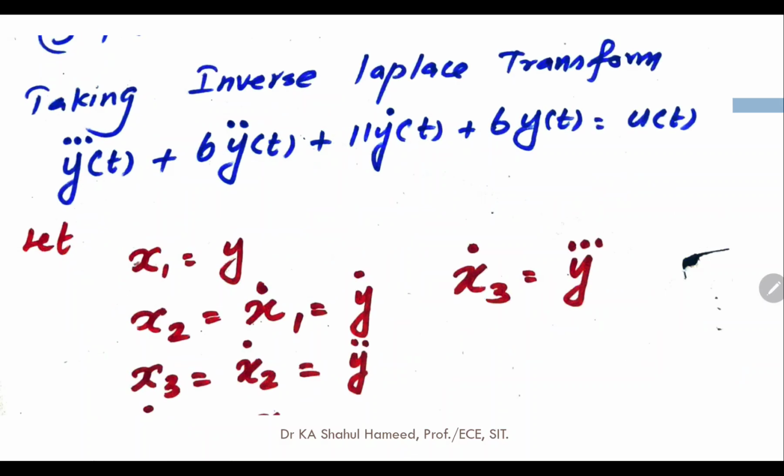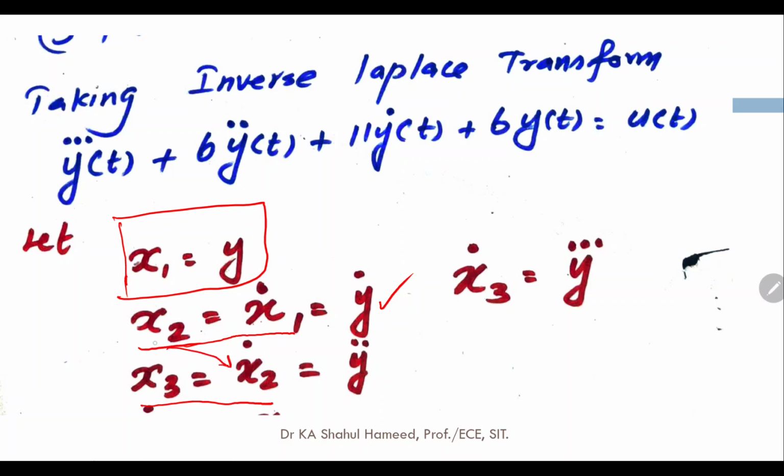Now we have to define the state variables. So here we are assuming that x1 is equal to y, x2 is equal to the first order differentiation of x1, x1 dot, which is equal to y dot, and x3 is equal to x2 dot, that is the first differentiation of x2, which is equal to y double dot, and x3 dot is equal to y triple dot.